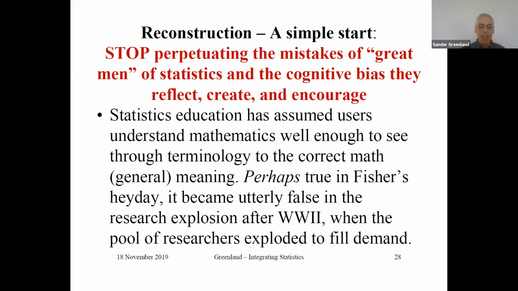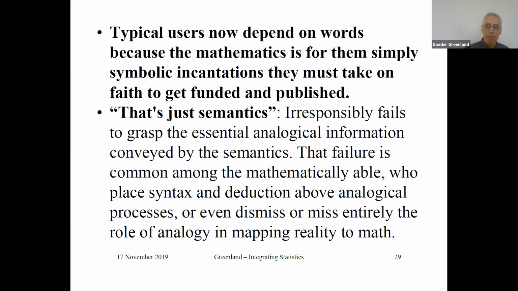So what are my recommendations to reconstruct statistics? Here's a simple start. Stop perpetuating the mistakes of great men of statistics and the cognitive bias they reflect. Statistics education has assumed a sophistication of users, especially in mathematics, that's high enough to see through terminology to the correct general meaning. And perhaps that was true when Fisher taught. It became utterly false in the research explosion after World War II, when the pool of researchers exploded.